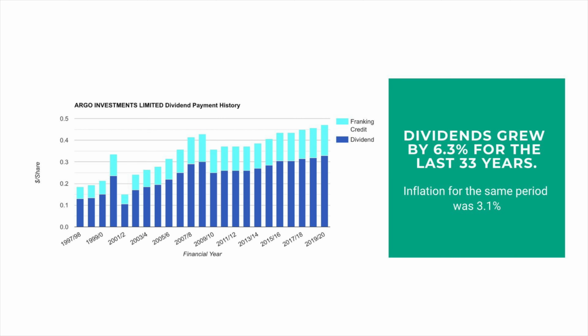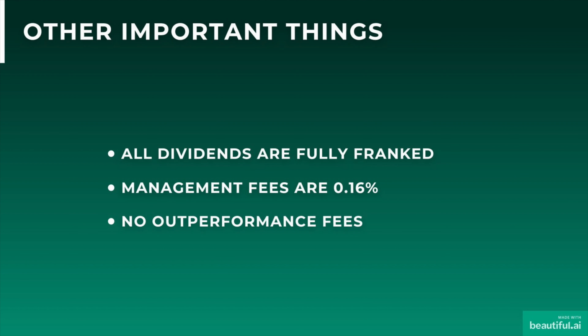And this is their dividend payment history. Since 1986 to 2019, Argo's dividends have grown 6.3% for the last 33 years. And inflation during that period is about 3.1%. So far, so good. Now, all of the dividends are fully franked. Management fees are 0.16%, which is very low, by the way, and there are no performance fees if Argo outperforms the market.